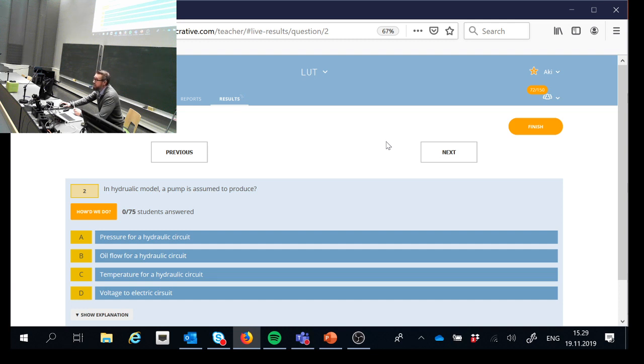Okay, now we have 75 students. And now I'm asking, in a hydraulic model, the pump is assumed to produce pressure, oil flow, temperature, voltage.